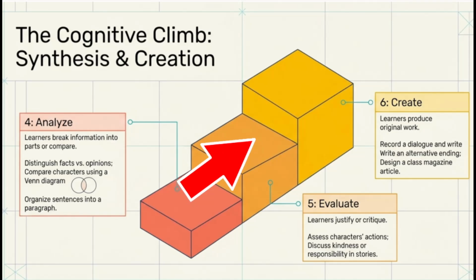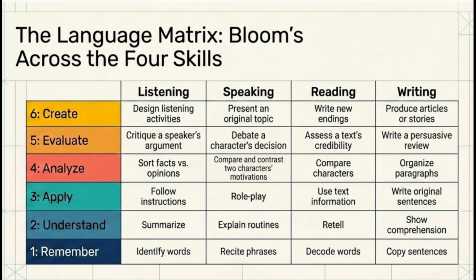The highest level is create. At this stage, learners use everything they have learned to produce something original. They might write an alternative ending to a story, record and write a dialogue, or create a class magazine article. These three levels encourage learners to think critically, solve problems, and create new ideas, helping them become independent and confident thinkers.